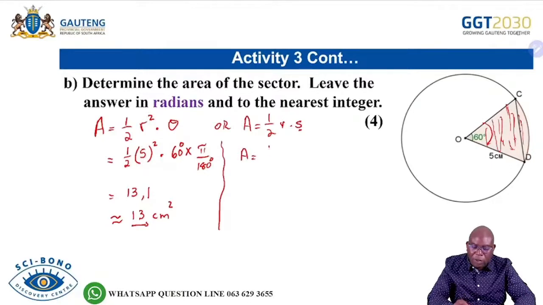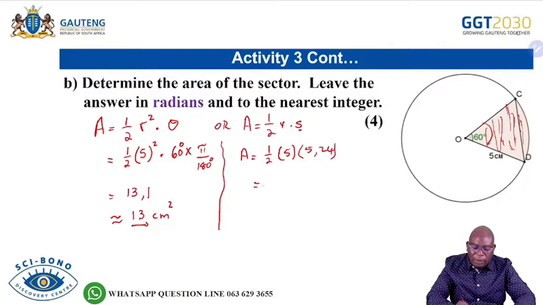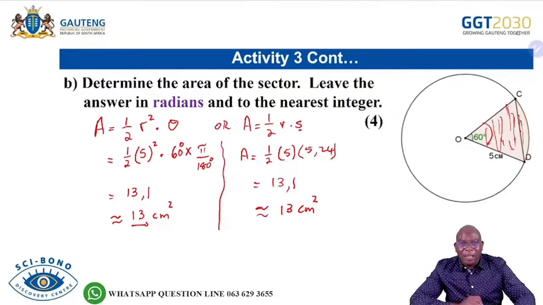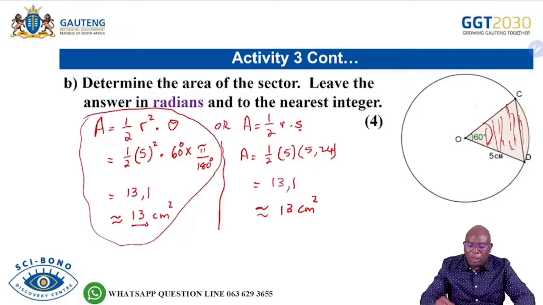I'll have A equals half. The radius is 5. Remember what I got for my arc length was 5,24. Then if I multiply that, I'm going to get 13,1, which is to the nearest 13 square centimeters. So I can get this answer. This answer should be the same. But as I said, let's be safe. Use the one where you have all the values given on that sketch. Then I know that I am correct.